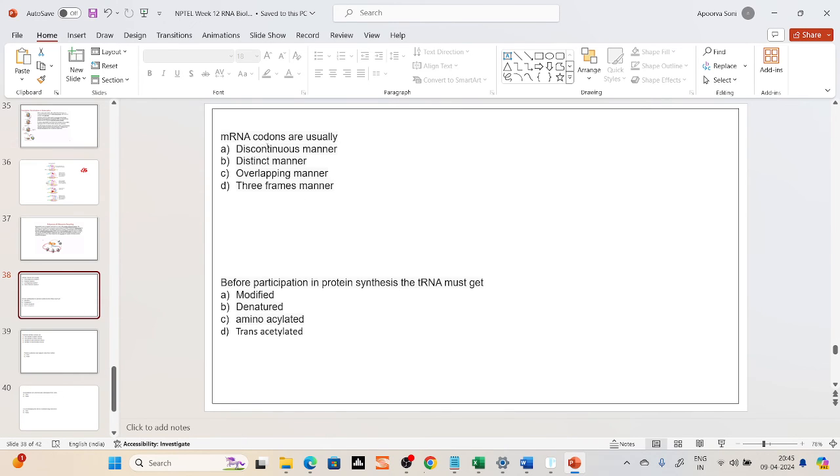mRNA codons are usually in a discontinuous manner, distinct manner, overlapping manner, or three frame manner? Think.